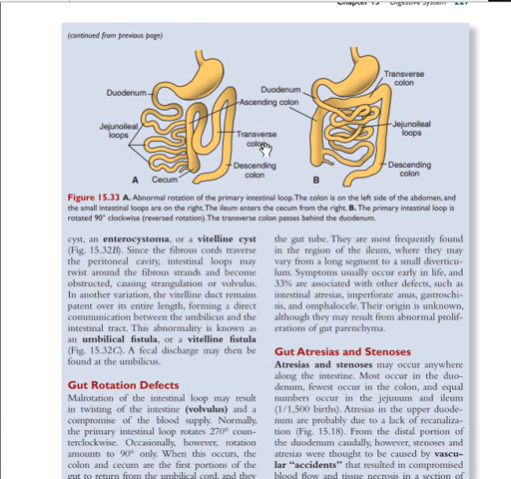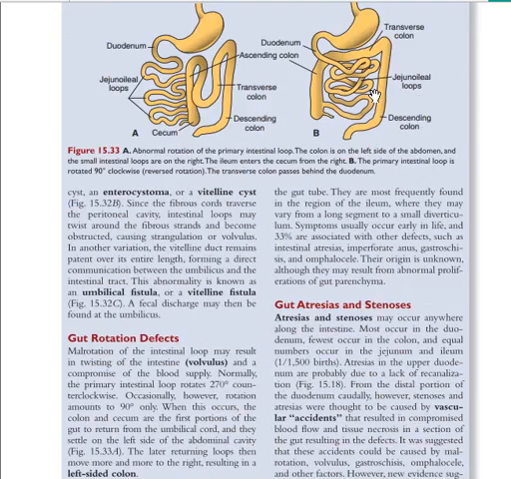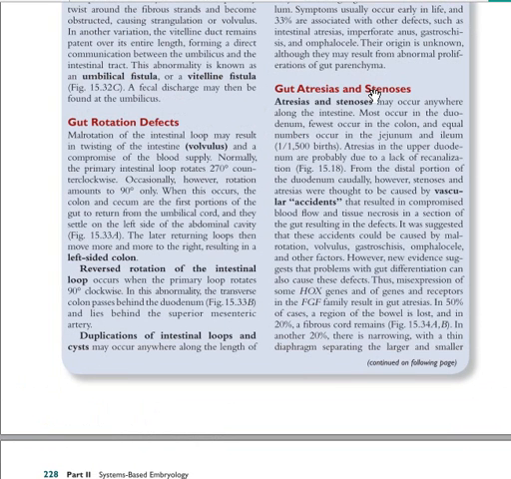Is it clear? Normally this is how the gut loop is supposed to be: the transverse colon is supposed to be anterior to the duodenum. But when the transverse colon gets posterior to the duodenum, you have a reverse rotation of the intestinal loop because of the 90 degrees clockwise rotation by the transverse colon.